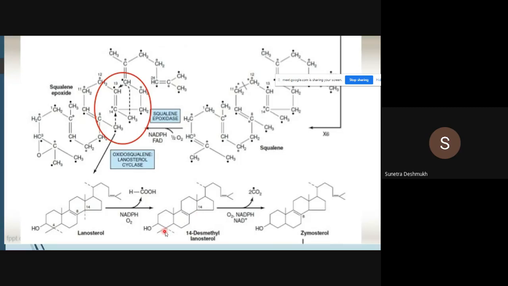Now we want to eliminate the methyl group at the C4 position. Again with the help of molecular oxygen and NADPH, we can eliminate this methyl group at the C4 position. So here both methyl groups have been removed, from the C4 position as well as the C14 position.